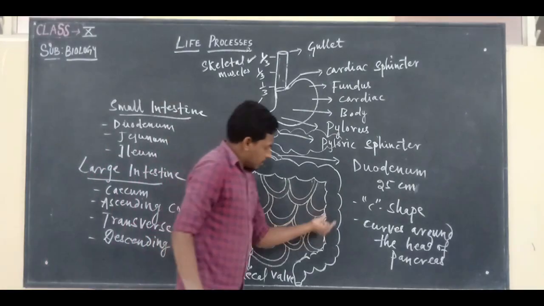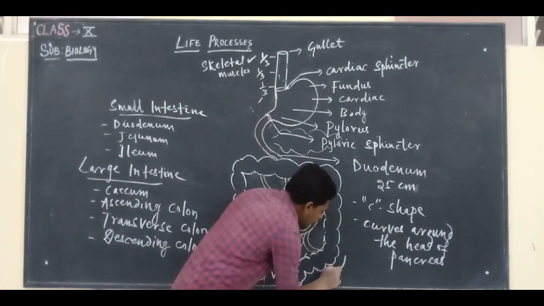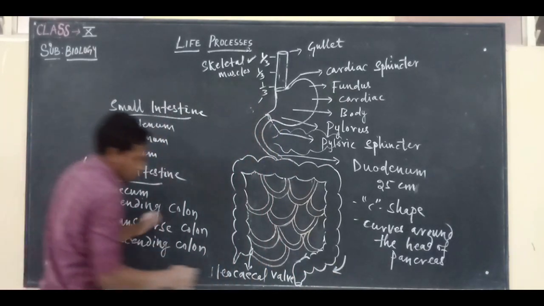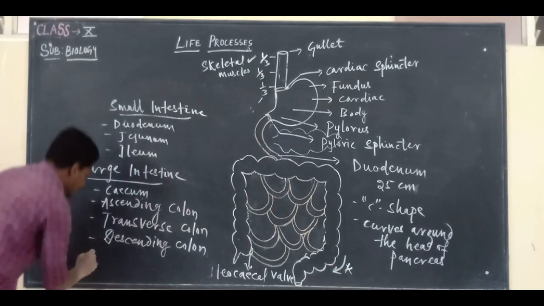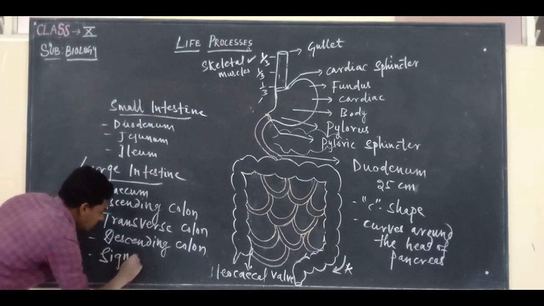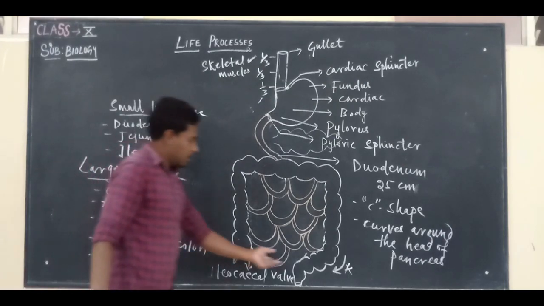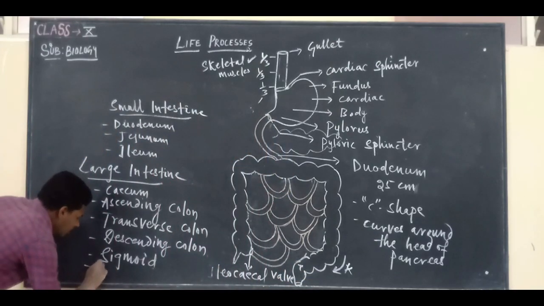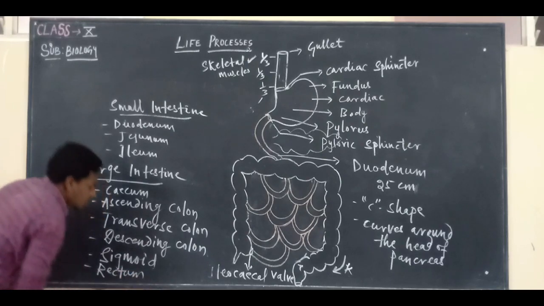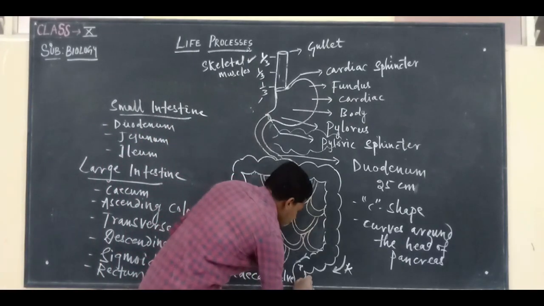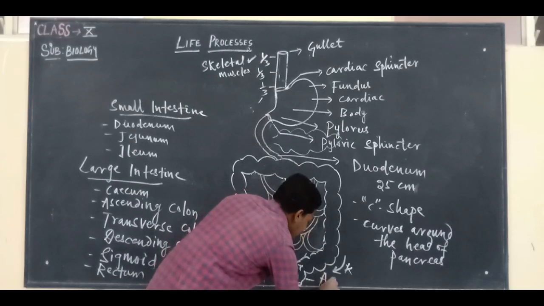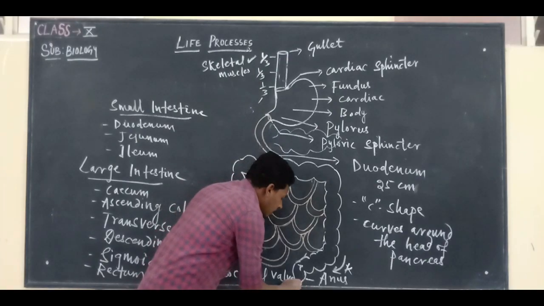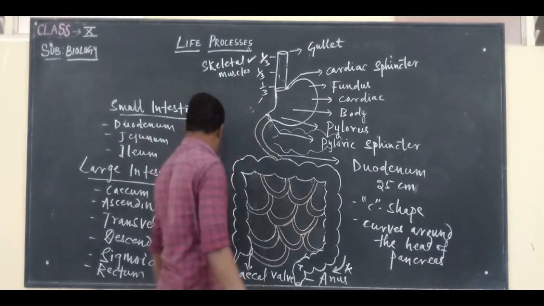And the descending colon slightly bends here. So this part is known as what? Sigmoid. This part is known as the sigmoid. And finally the sigmoid opens into the rectum. And the last part is known as the anus. So the anus is guarded by the anal sphincter.